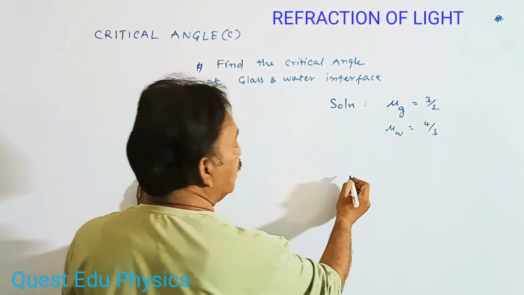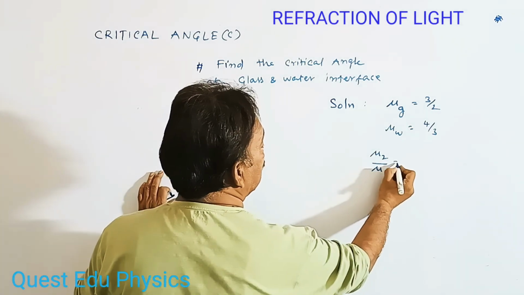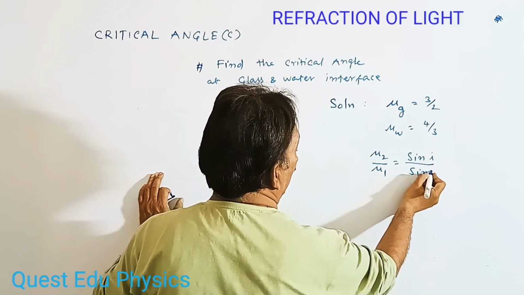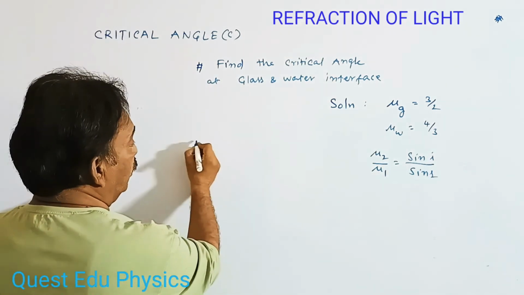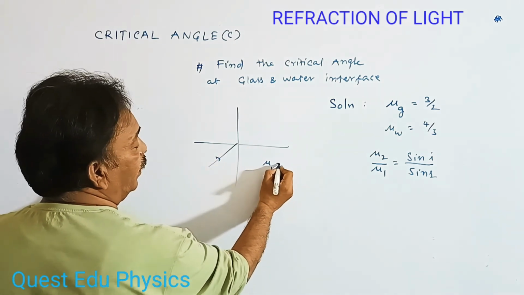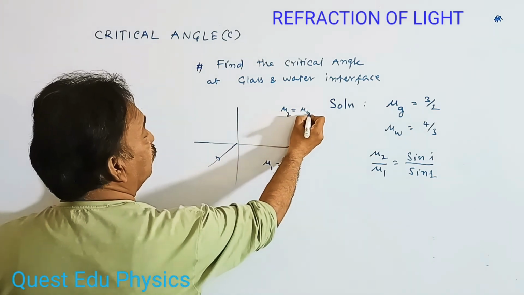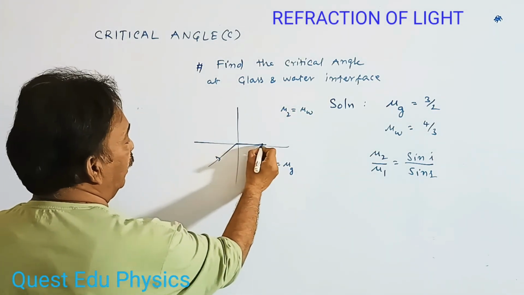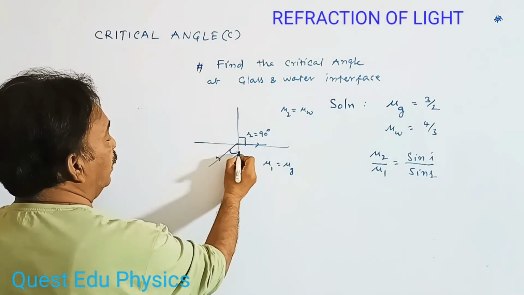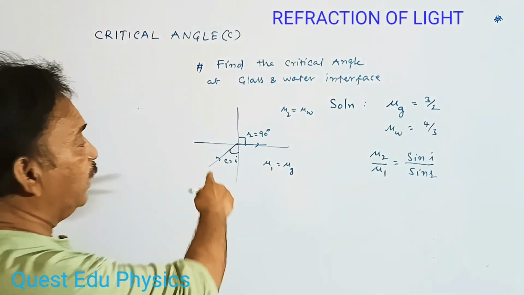We have to use Snell's law here. According to Snell's law, mu2 by mu1 is equal to sin I by sin R. We learned that. I depict the diagram. See what is happening. The first medium is glass, and the second medium is water. And the ray grazes the boundary of separation. R is equal to 90 degrees, and I is C. Then we apply the same.